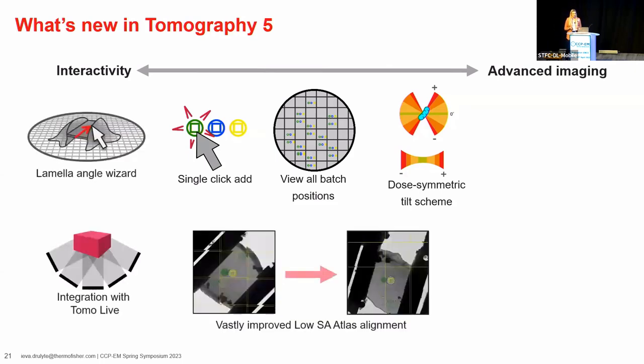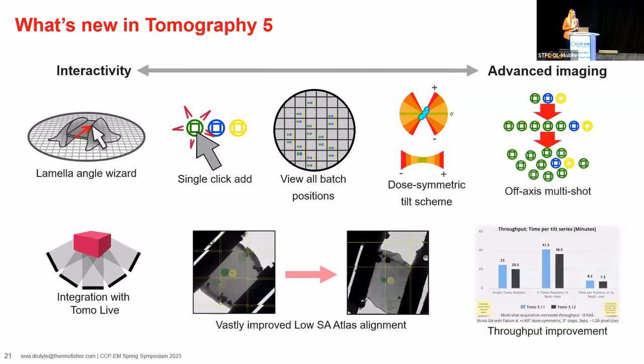More recently, we also added improved low-mag atlas alignment, which allows you to have these really well-tiled search maps of the lamellae. We also added a lamella angle wizard, which allows you to determine the real zero of the lamella, and integration with TomoLive is now there.